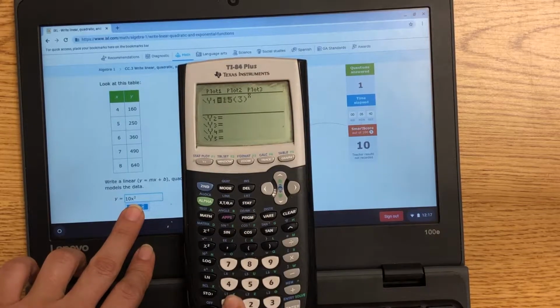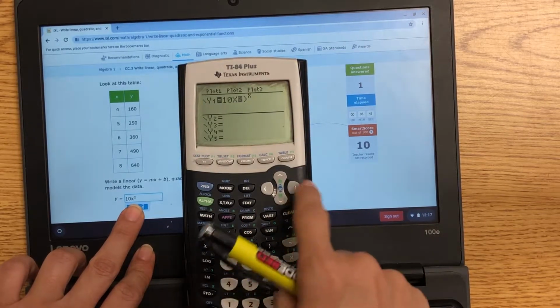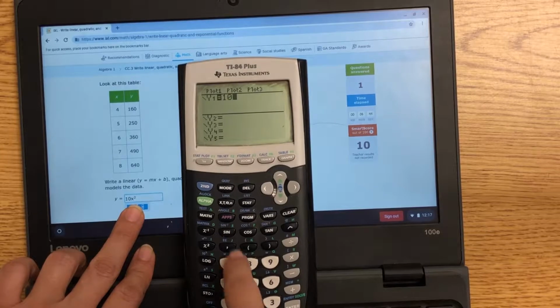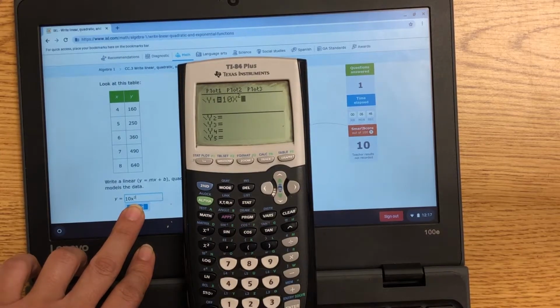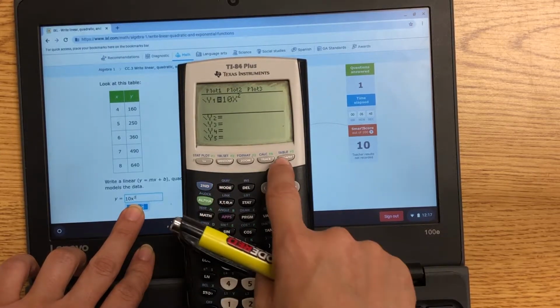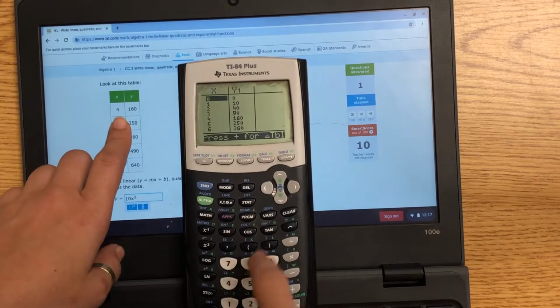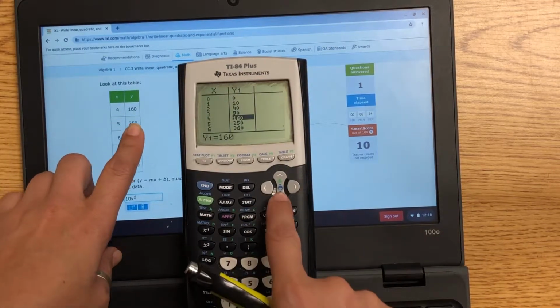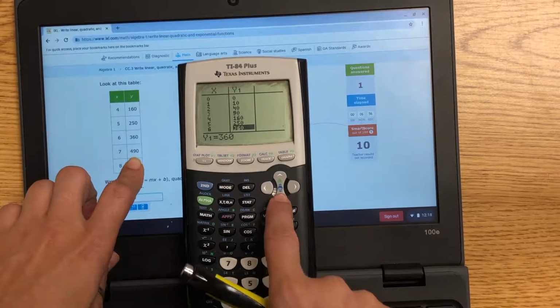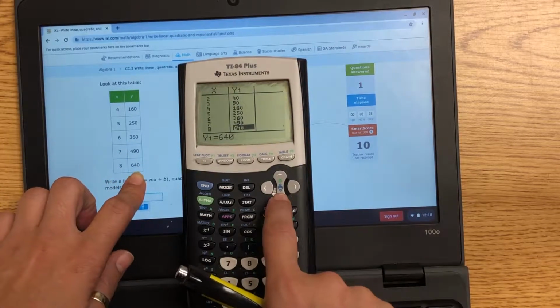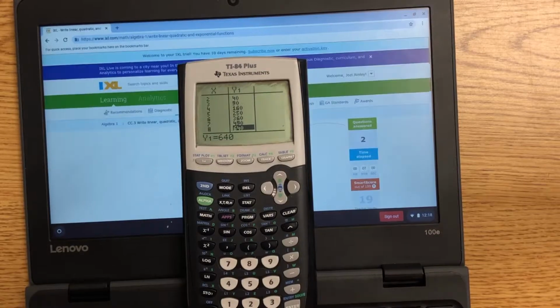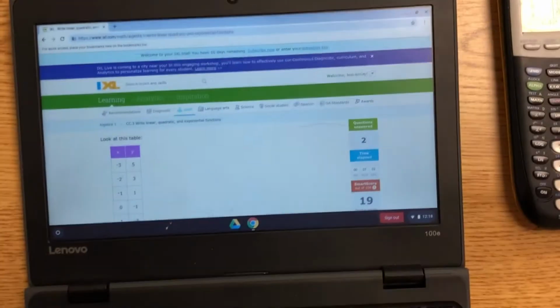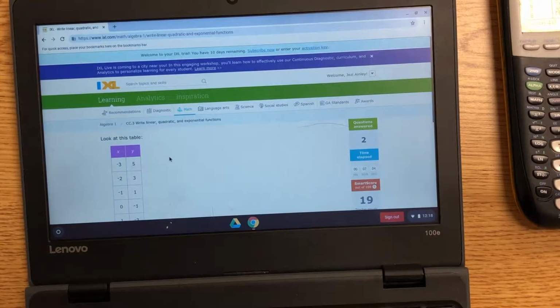Go y equals 10x squared, clearing what you had. And then go second table. And then compare your table. Your table starts at 4, so start at 4. Then look at that number, 160. Then it goes 250, 360, 490, 640. So I am correct. I can press enter. Okay. All right, next question.